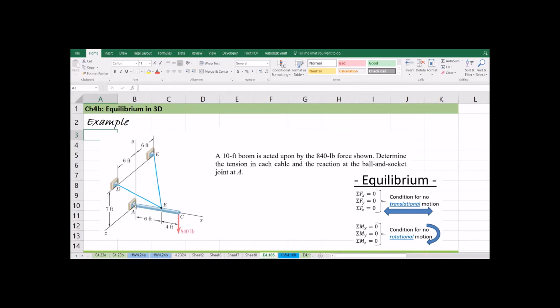Ball and socket joint. This is the kind of connection that it's not going to move, so we're going to have X, Y, and Z forces unknown at that point A, it can rotate around A.